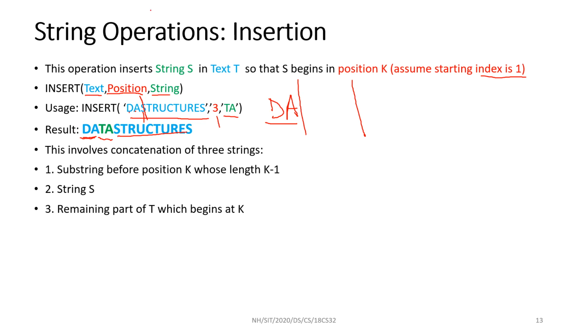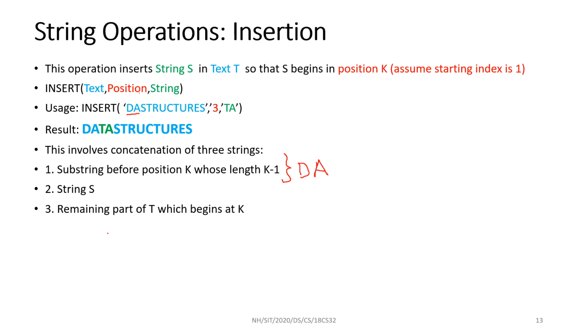What you have to do? First you have to extract a substring before the position, as I told. First I have to get a substring before the position K. What is the K value? 3. So before K, before 3, 2 characters. That means K value is 3, 3 minus 1 is 2. A 2 character string starting from the first, that is DA. I have to get DA, that is a substring.